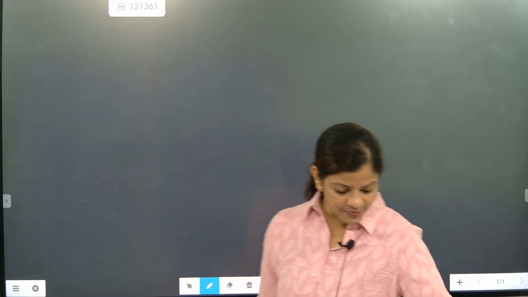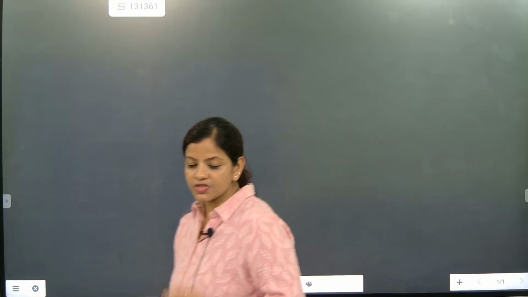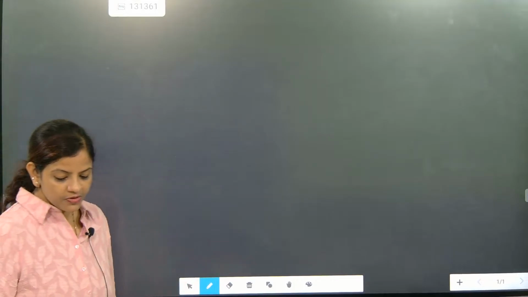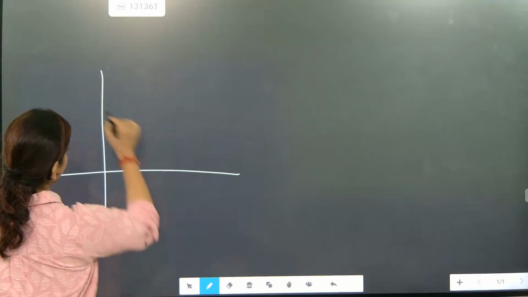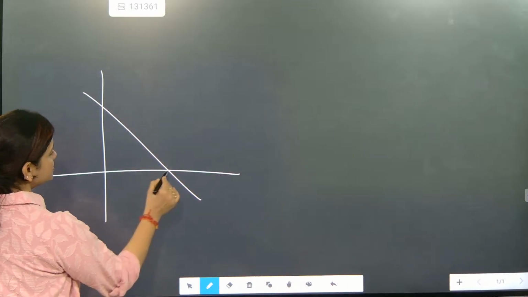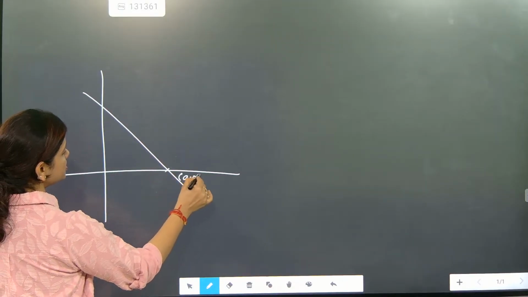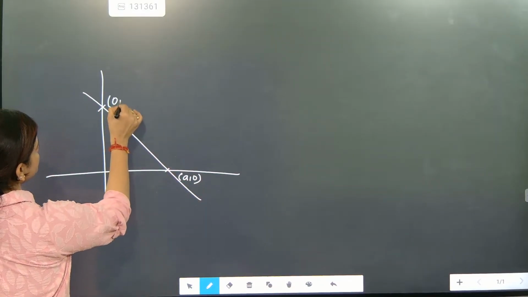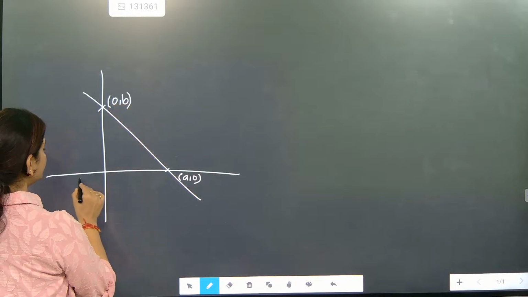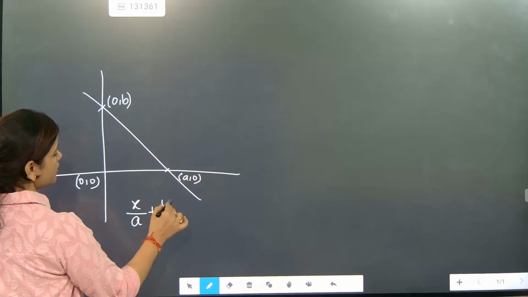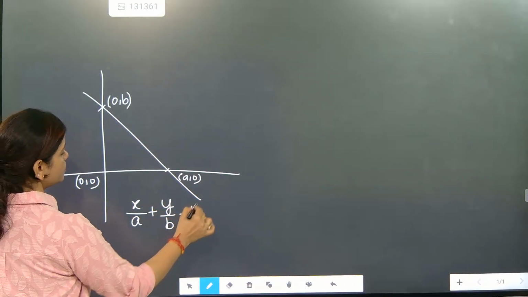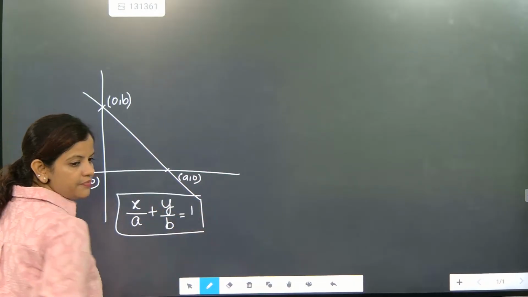Last class, the equation of the intercept form was given. What was the meaning of intercept form? The meaning was that when this intercept is there, this distance will come as a comma 0 and this distance will come as 0 comma b. Then what is the equation? The equation of the line was exactly x by a plus y by b equal to 1. This is exactly the intercept form of a line.